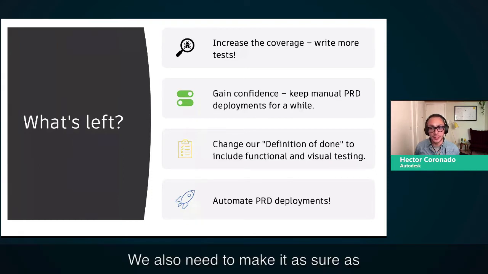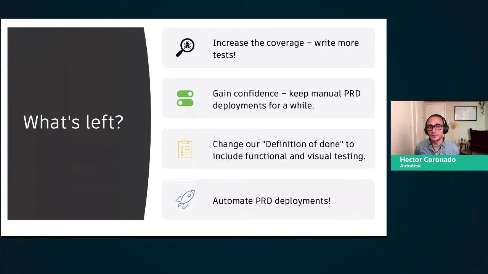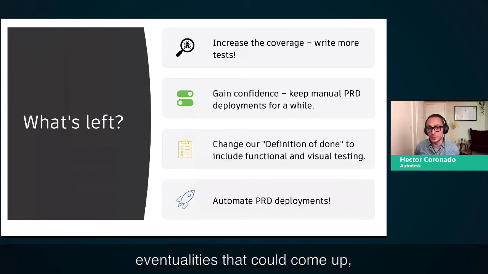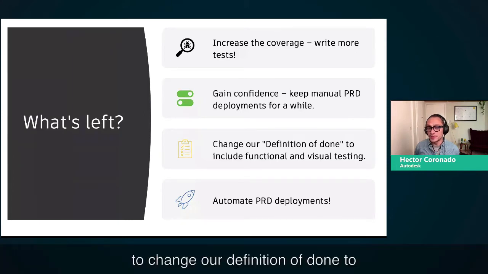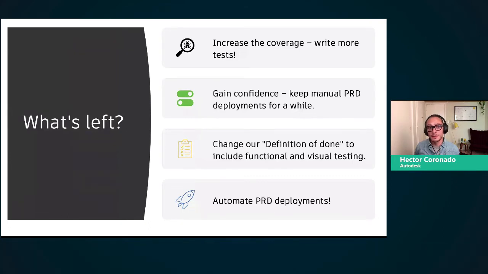We also need to make as sure as possible that we have the right processes in place for the eventualities that could come up. And we also want to assure that everyone involved knows what parts of the process they're responsible for and what that ownership entails and looks like. Another change that's coming is that, as a development team, we all have to change our definition of done to always include writing functional and visual tests whenever they're necessary. Once we get to full coverage, we definitely want to make sure that we stay there.